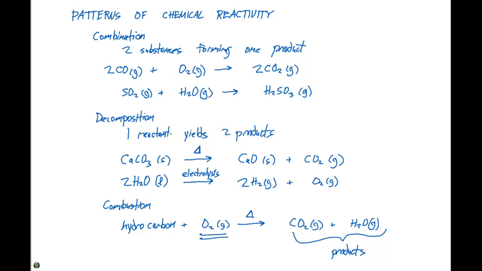So let's talk about how we might balance one of these combustion reactions. We'll give an example of C7H16 as a gas plus oxygen as a gas. If we heat these up, this is going to give carbon dioxide plus water. And again, remember, combustion reaction, we're always going to see oxygen as a reactant and CO2 and H2O as products.